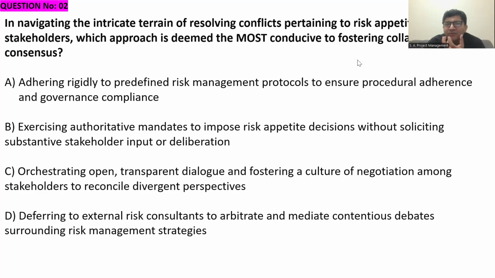Just analyze what can be the resolving conflicts? What can be the conflicts while they are pertaining to risk appetite, sir? Yeah, when they are in that risk appetite session.